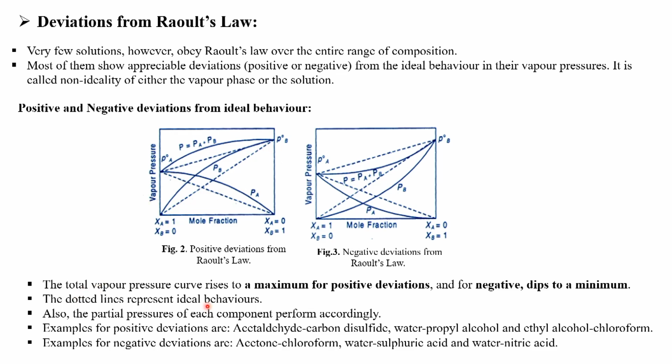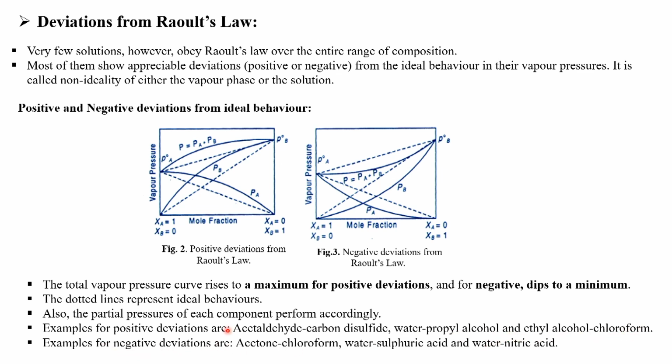The total vapor pressure curve rises to a maximum for positive deviation, and for negative deviation it dips into a minimum. So here it is positive deviation. When the solution behaves ideally, we get this dotted line, and we get more pressure at any given composition of the mixture compared to ideal behavior. So we get positive deviation here. The dashed line represents the ideal behavior, as I said. Also, the partial pressures of each component behave accordingly. Examples of positive deviations are acetaldehyde and carbon disulfide, water and propyl alcohol, and ethyl alcohol and chloroform.